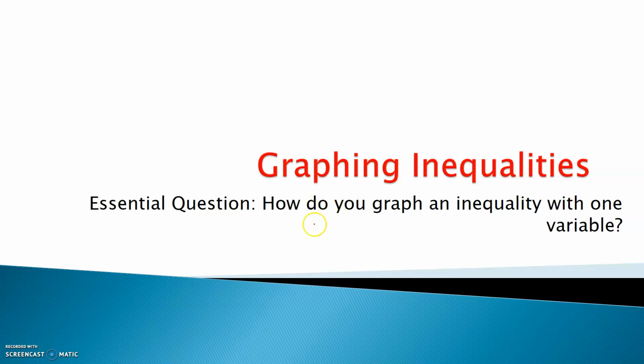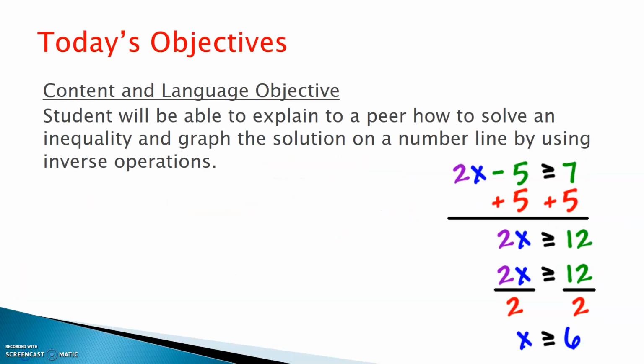So graphing inequalities. How do you graph an inequality with one variable? How do you show all the possible solutions? Because there's actually going to be more than one.